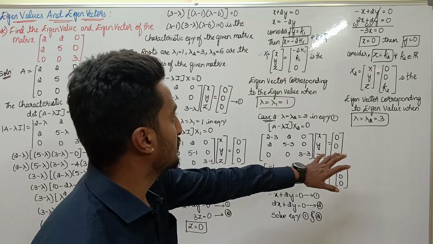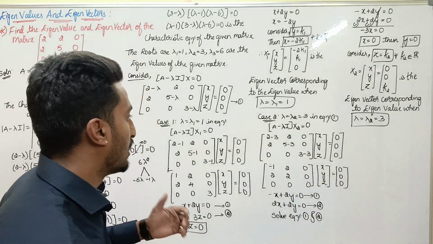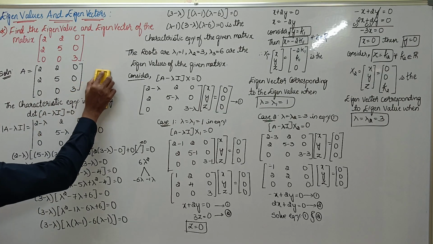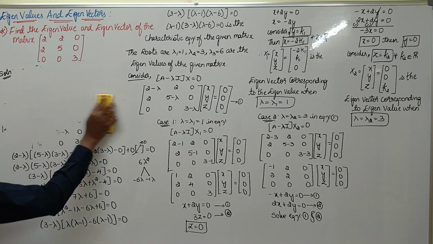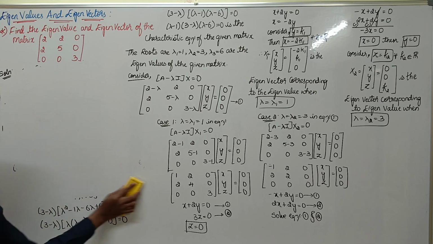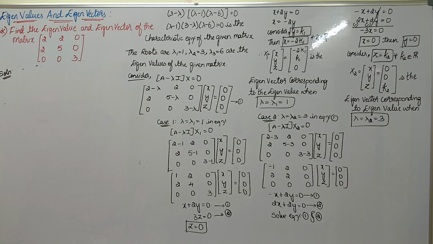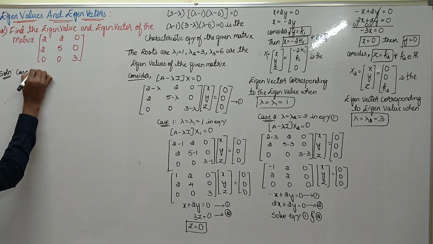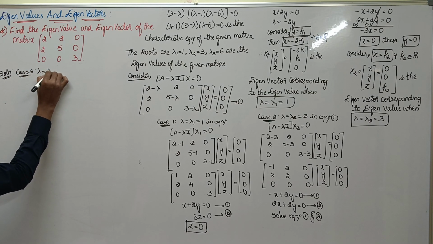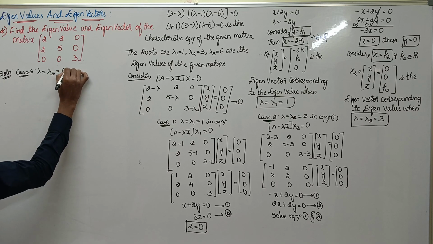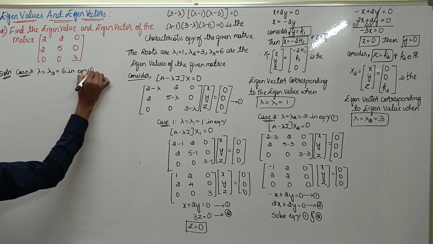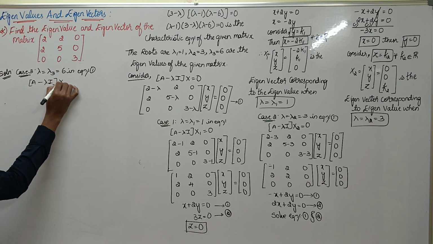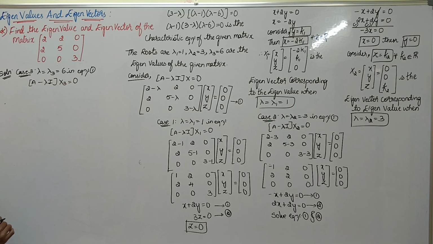Now done with case number 2. Now let us find case number 3. How to find case number 3? Same to same. Case number 3, that is lambda equal to lambda 3 equal to 6 in equation number 1, that is matrix A minus lambda I into x3 which is equal to 0.